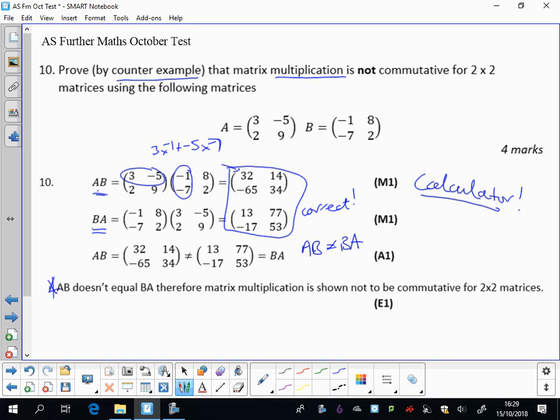When you do a proof or a show that question, your final line should always quote back what you were trying to show or prove. So our final line should say that matrix multiplication is not commutative. So that means that AB is not equal to BA. The minimum words that you needed for this mark were "not commutative", along with AB is not equal to BA.